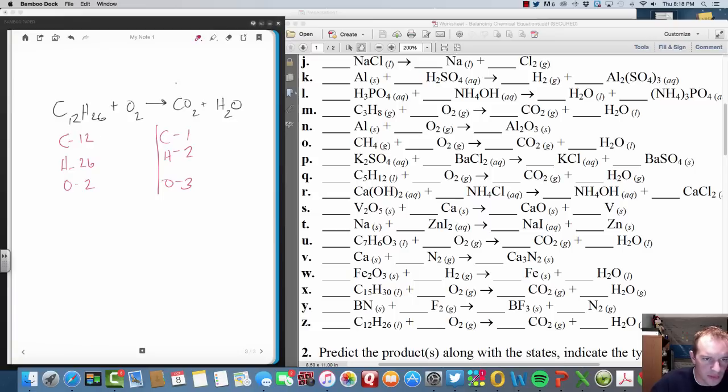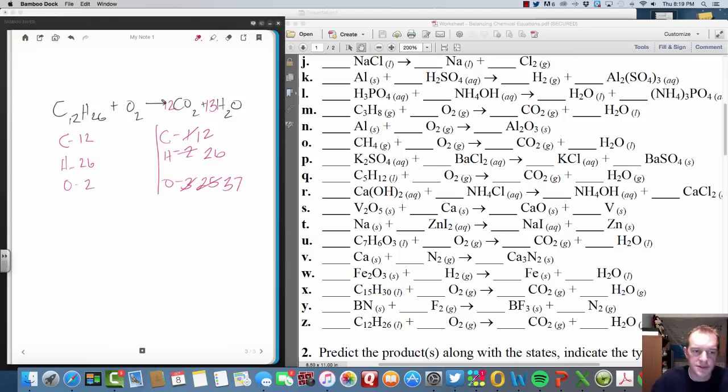So to balance the 12 carbons, we'll use a coefficient of 12 in front here. Changes our carbon to 12. The oxygens become 12 times 2, 24, plus 1 more is 25. Now for the hydrogens, we can see there are 26 hydrogens here, so we can put a coefficient of 13 in front of our H2O. That's going to change our hydrogen to 26. That's going to change our oxygen to, don't forget the 12 times 2 is 24, plus another 13 is 37.